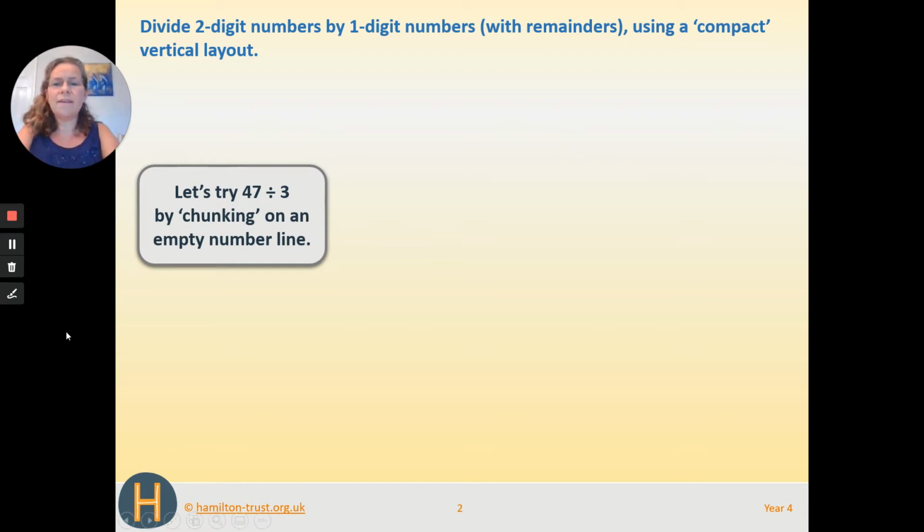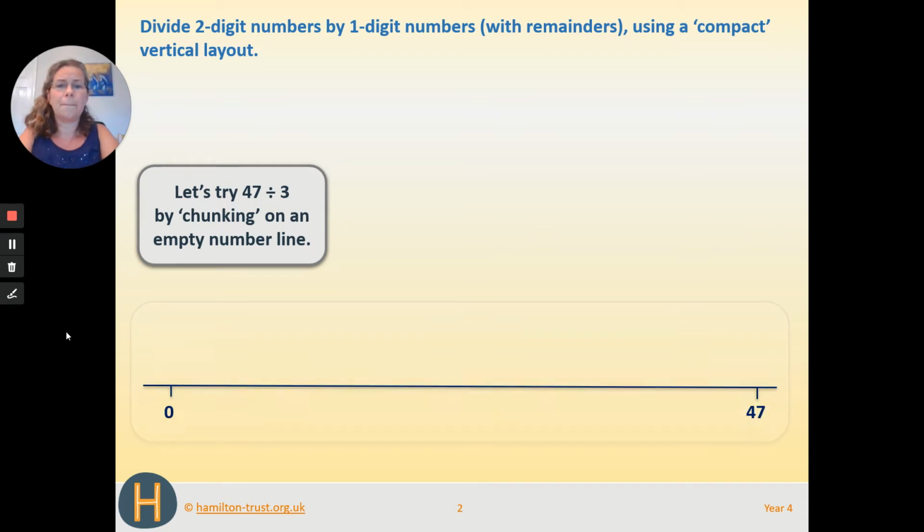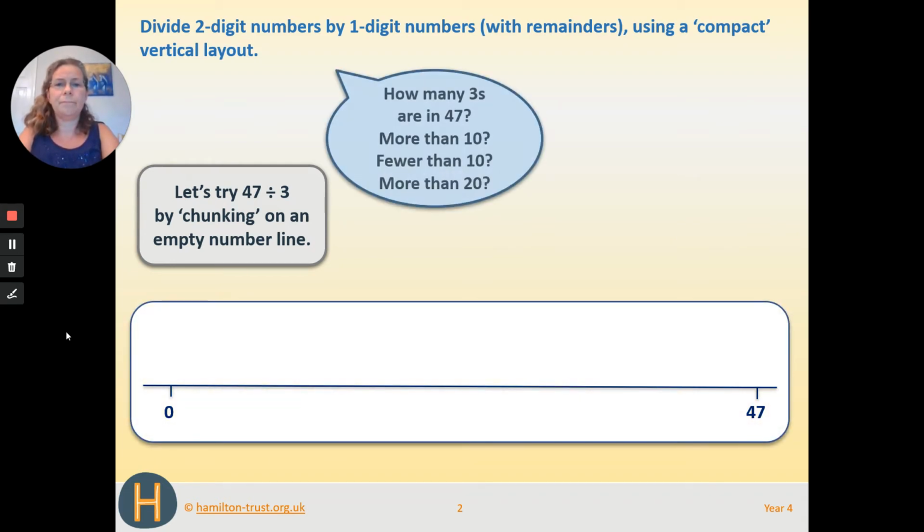Let's try 47 divided by 3 now by chunking on an empty number line. First, we need to draw our number line with 0 at one end and 47 at the other. Now we've got our number line ready. Let's find out how many 3s are in 47. Let's estimate first. Have a good guess. Is it more than 10, fewer than 10, or more than 20?